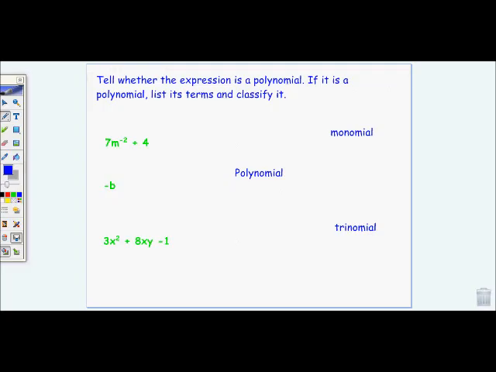So this time we're going to tell whether the expression is a polynomial or not, and if it is, then we have to say if it is a monomial or a trinomial. So if we look at the first expression, we see 7m to the negative 2 plus 4. This one is not a polynomial because the variable m has an exponent that is not a whole number. So right here, I'll even put it in red so we can see, this makes it not a polynomial. We cannot have a negative exponent.